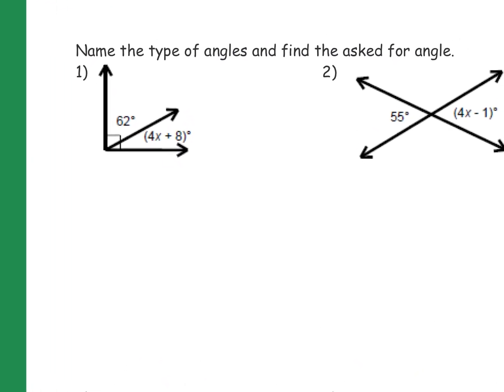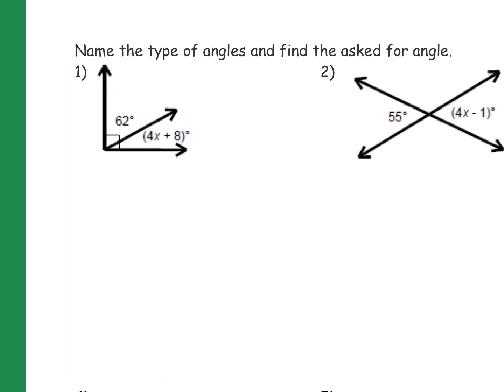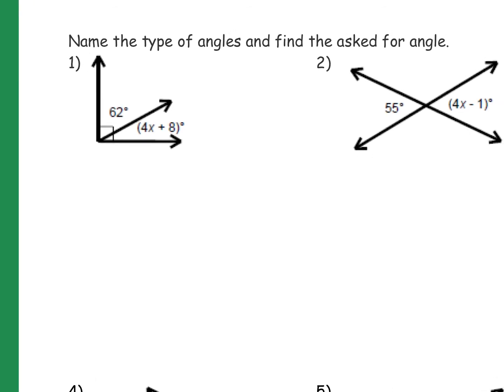So again, we're going to name the type of angle. Is it complementary? Is it supplementary or a linear pair? Is it adjacent or is it vertical? I was like, which one did I forget? Vertical. So what type of angle is this? Complementary. And I know because it's complementary that the two angles equal 90, right?